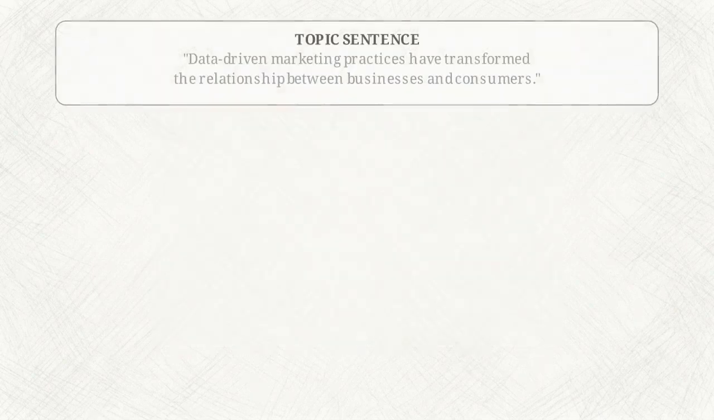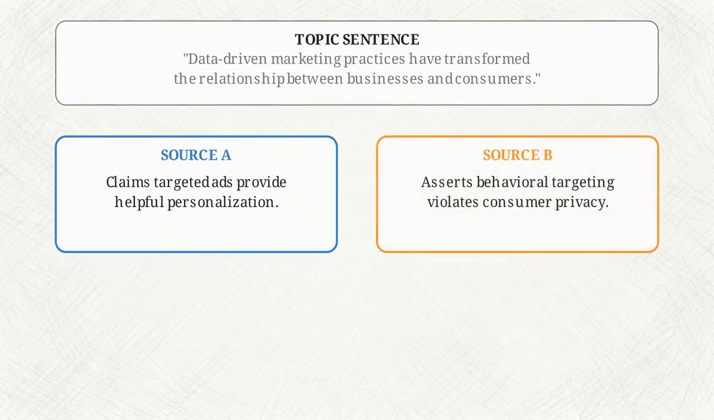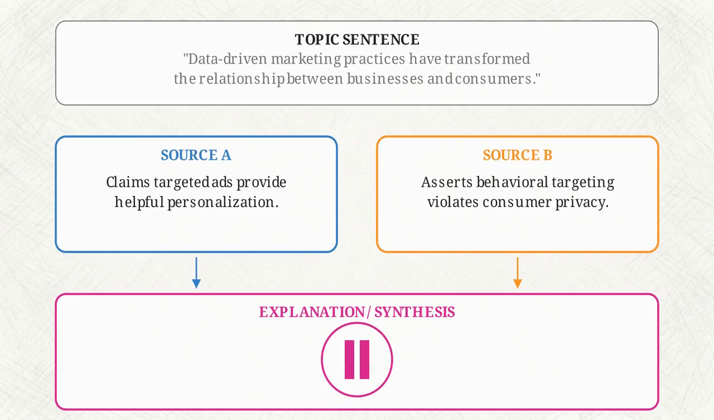Let's test this out. Here is a neutral topic sentence alongside 2 contrasting quotes. Source A claims targeted ads provide helpful personalization, and Source B asserts they violate privacy. Pause the video right now. Mentally or on a piece of paper, draft a 1-sentence explanation that objectively synthesizes these 2 opposing views without taking a side. Here is one way to execute that.